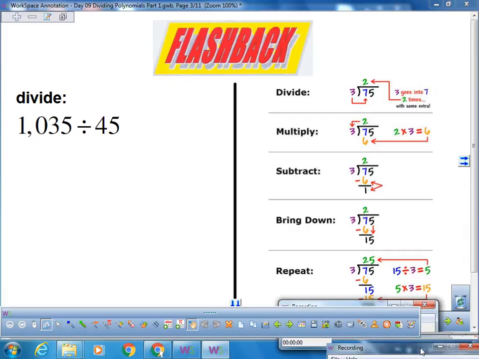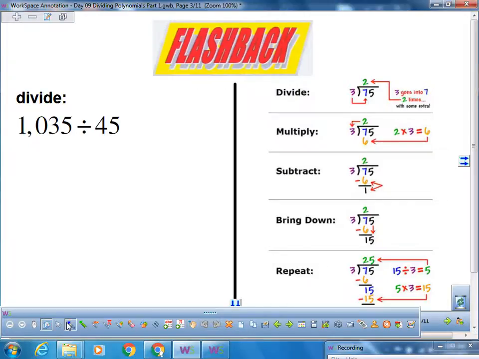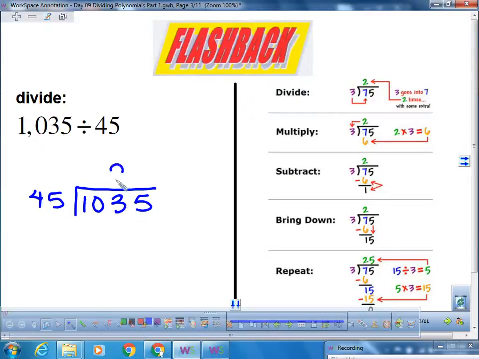So let's go ahead and work on long division. Now that we have two places, this is where it may look a little different than what you've done before. Okay, 45. Does 45 go into 1? Does 45 go into 10? Does 45 go into 103? Yes, it goes in twice.